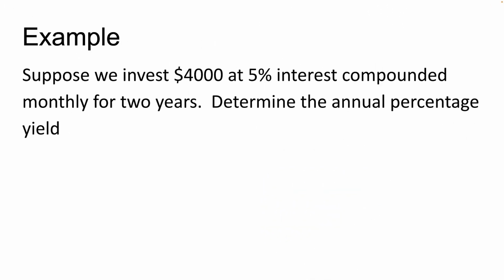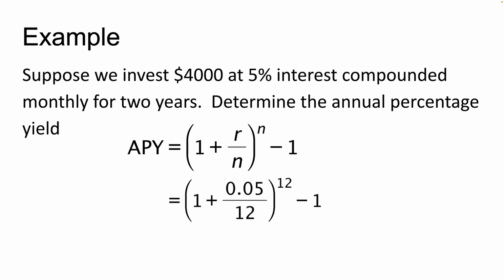Let's take a look at an example. Suppose we invest $4,000 at 5% interest compounded monthly for 2 years. Let's determine the annual percentage yield. So to do this, I'm going to use our formula. Our annual percentage yield is the quantity 1 plus r over n raised to the n power minus 1. In this case, our rate is 0.05. Since interest is compounded monthly, the value of n is 12.